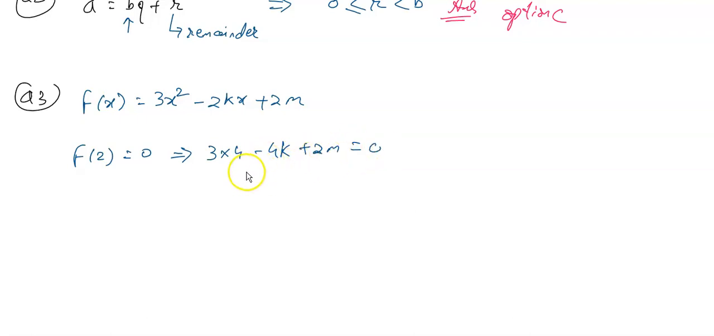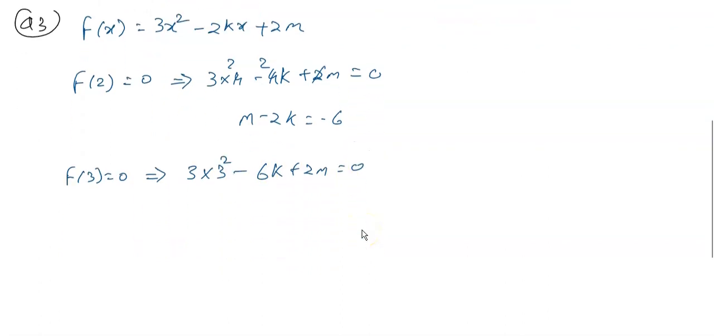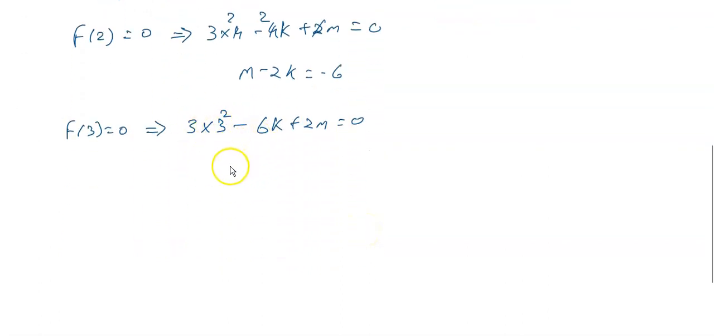So this is 12. तो 2 और यहाँ से 2 cancel. So we get m minus 2k is equal to minus 6, the first equation. फिर हमें ये भी पता है कि 3 भी 0 है. So f of 3 will also be equal to 0. So this is 3 into 3 square minus 3 into 2 is 6, 6k plus 2m equal to 0. So this implies 9 into 3 is 27. So we get 2m minus 6k is equal to minus 27.